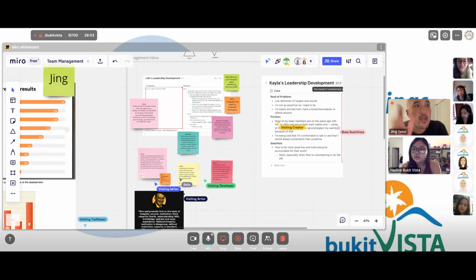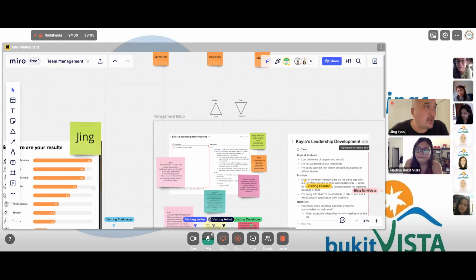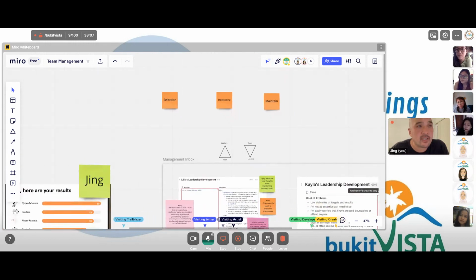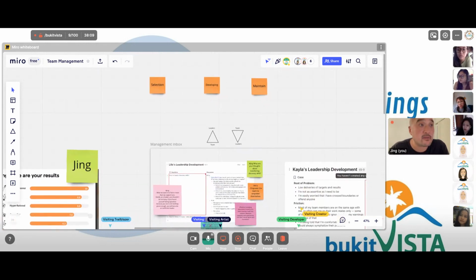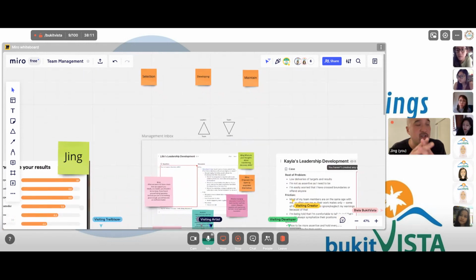Nah, coba Mr. Jing. I think, okay, I have a framework for team management, everybody, and it actually is very much related to the transformation framework. It's just 3 stages. Are you selecting the right person? Are you developing the right person? And are you maintaining the right person? So let's categorize this particular problem. Since we're all used to frameworks, right, Nadine, this is probably a stage 1 problem, the selection.